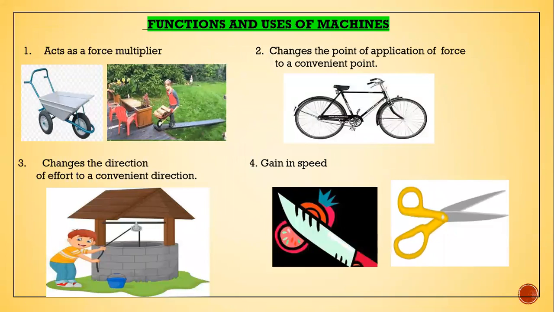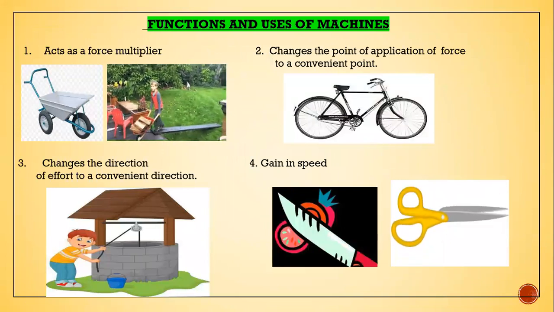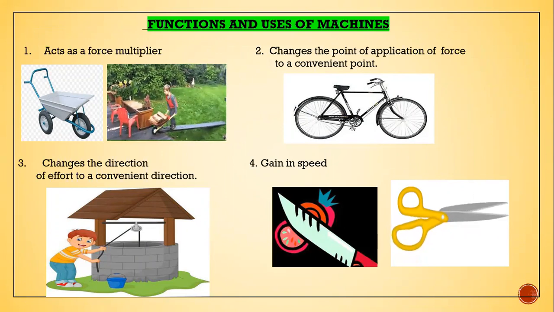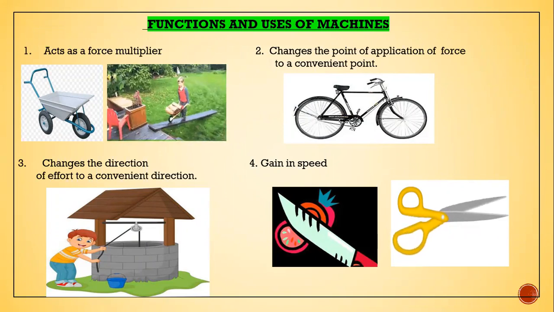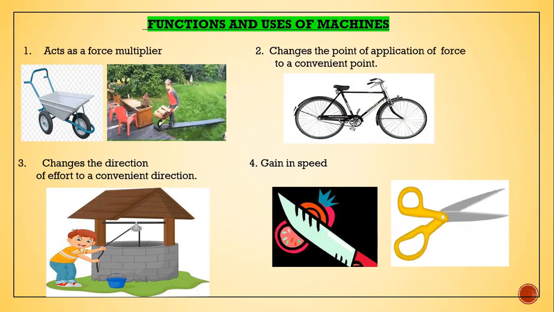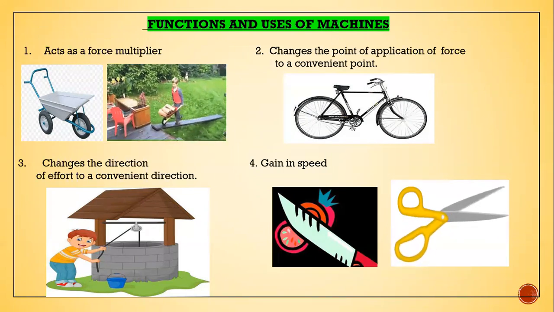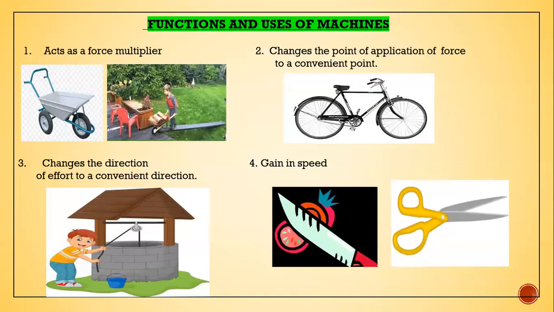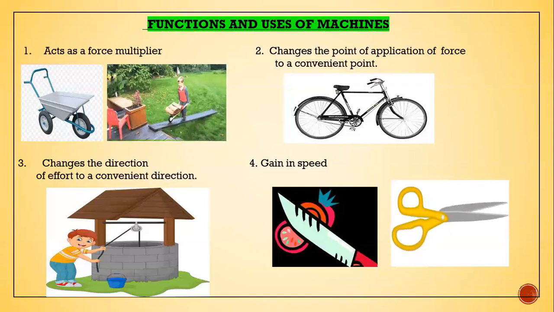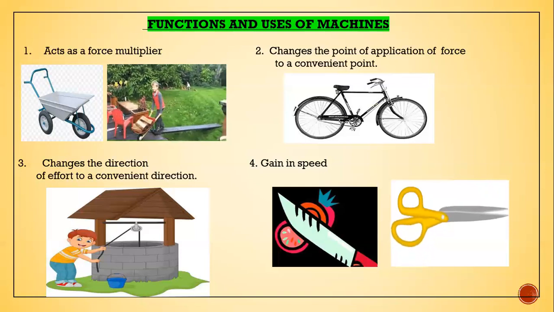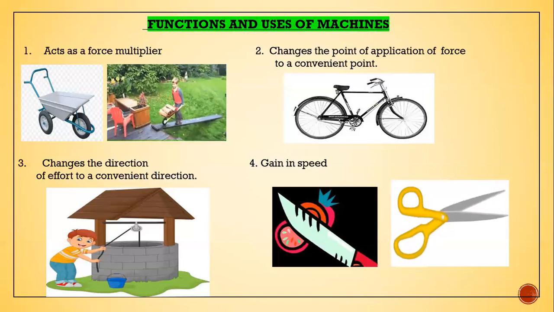A machine acts as a force multiplier. We have to apply very less effort to lift a heavy load. For example, a wheelbarrow. A wheelbarrow is a simple machine which acts as a force multiplier. As you can see in the figure, the boy is able to lift a heavy load of logs just by using the simple machine wheelbarrow.